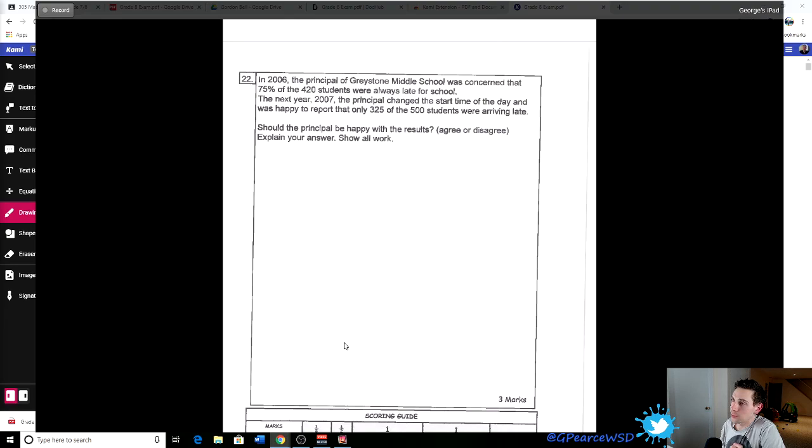So first you have to figure out the difference in percentages, or the difference in students. Well, no, you want to go percentages, right? Because we're talking about percent of students, and the total number of students changed. So the total number of late students might be similar, but the percentage of students late will be different. And that's what you're looking for. And then you have to determine what 25% of 420 is, and if 325 of 500 is bigger than 25%.